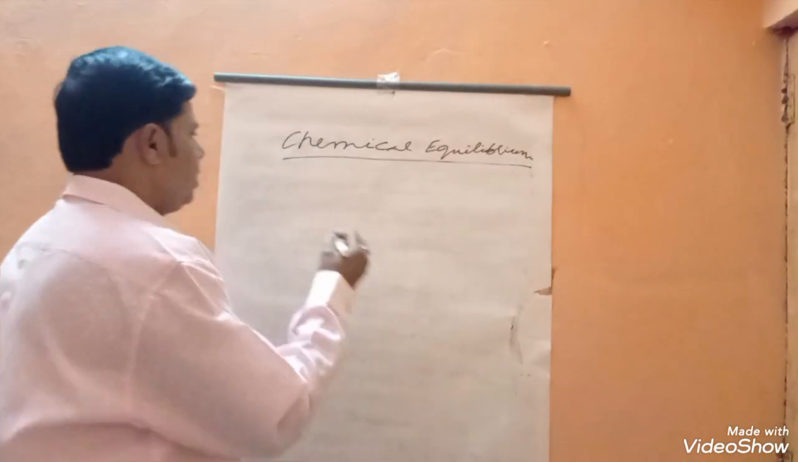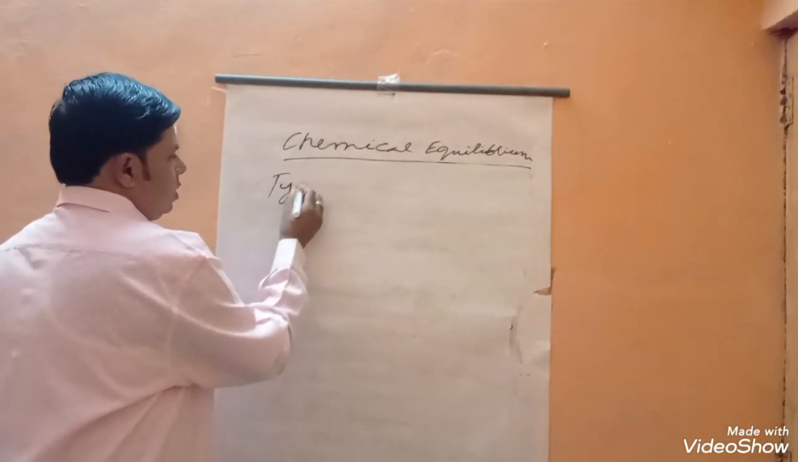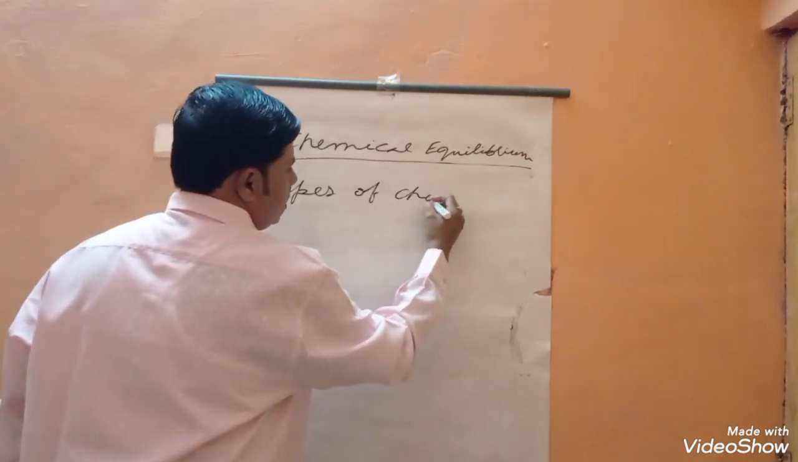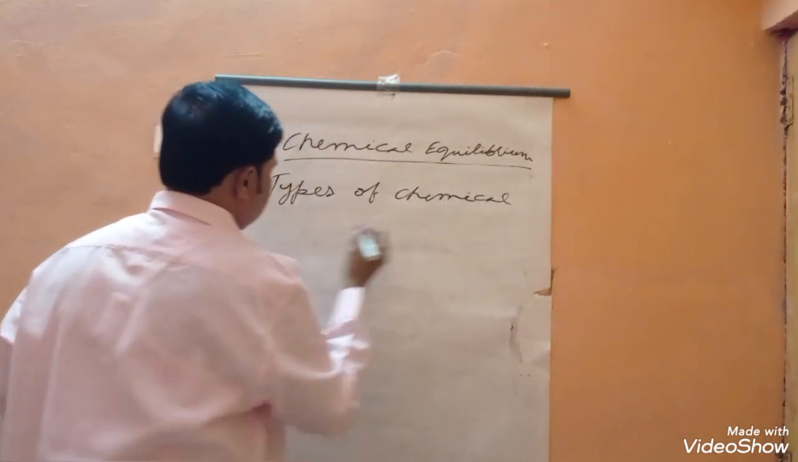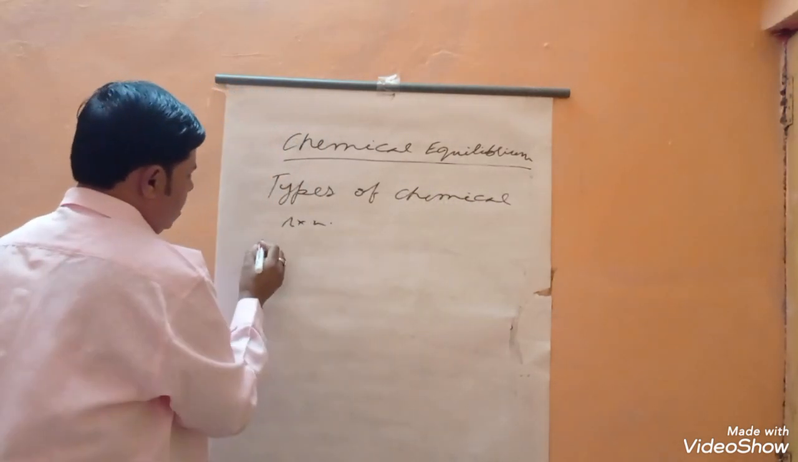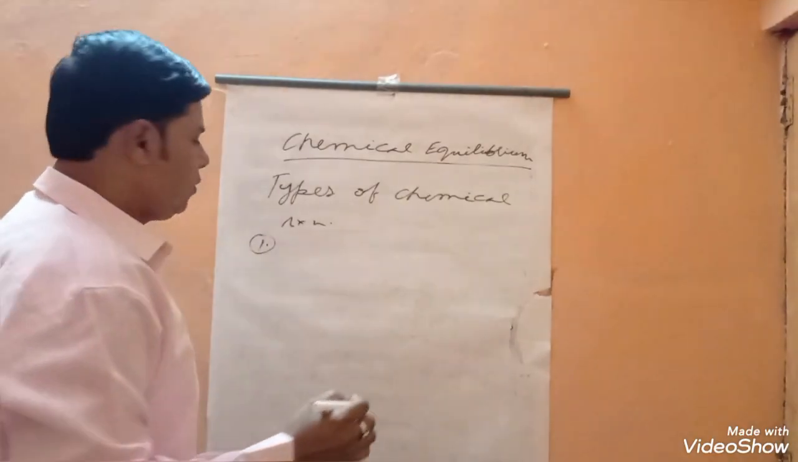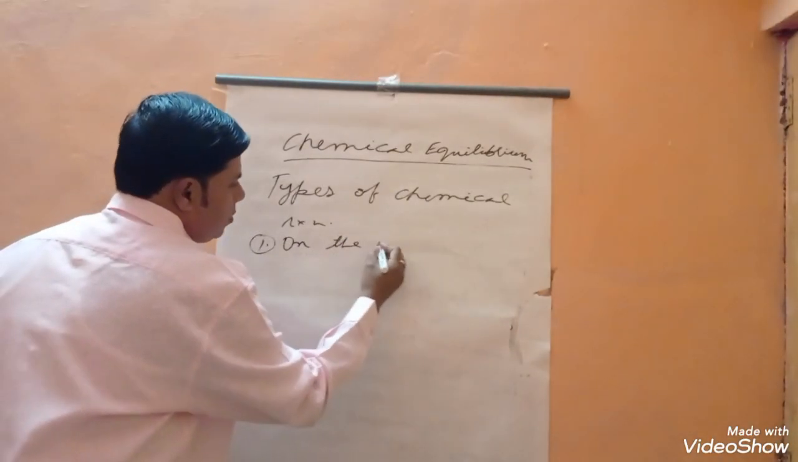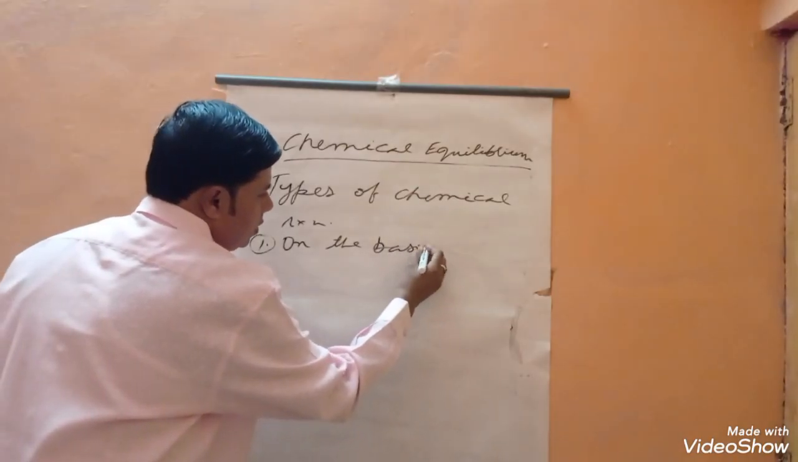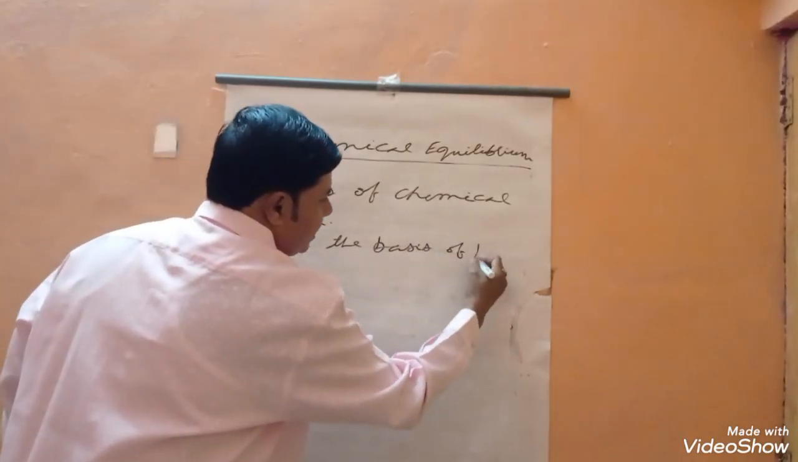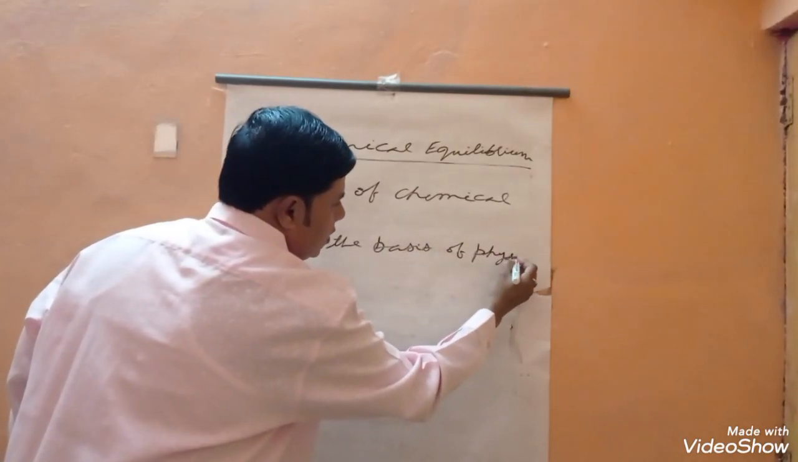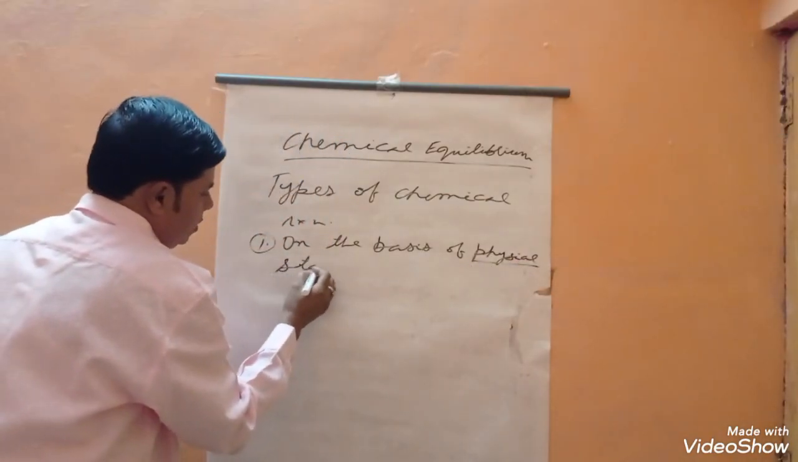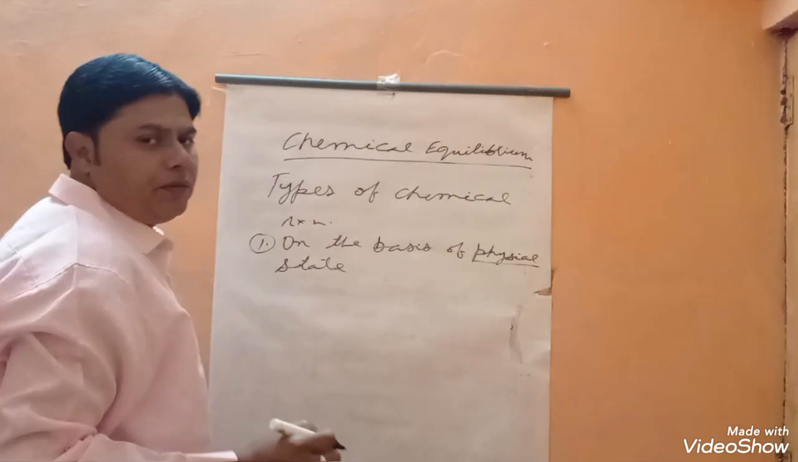Types of chemical reaction. First one is on the basis of physical state. It is of two types.